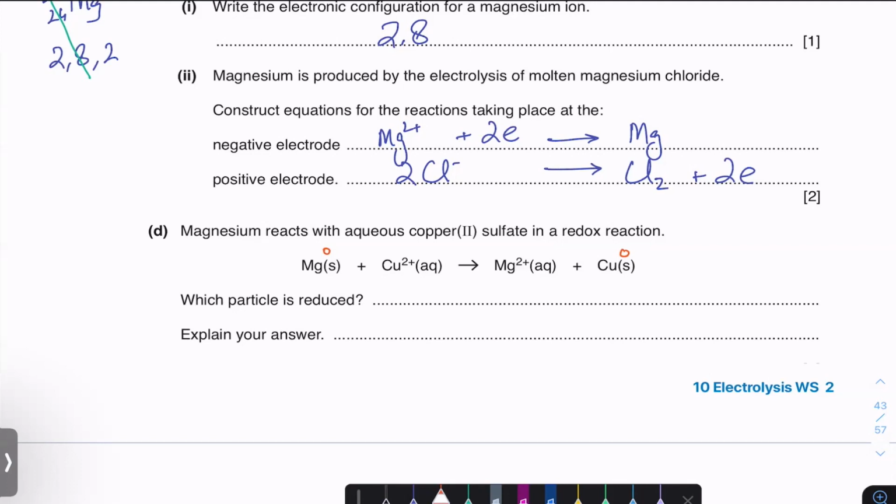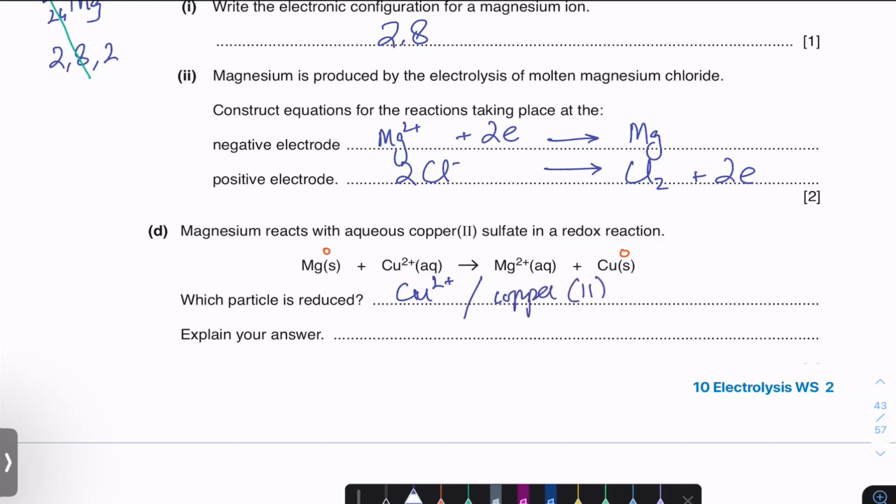Okay, in this question, which particle is reduced? We can see whichever has lost its charge. So copper went from plus 2 to 0, so that is reduced. So we'll say Cu2+, or we can write copper 2.